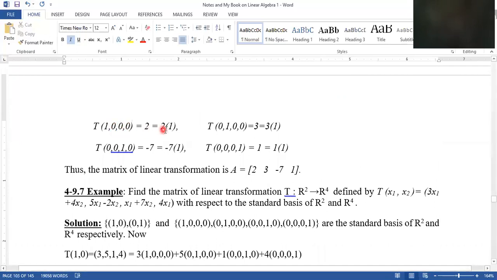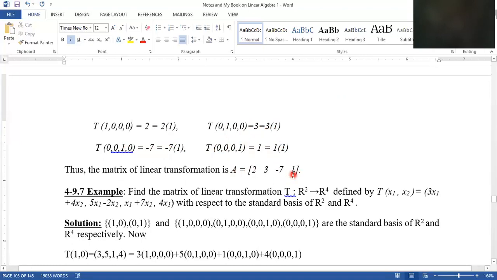If I put (1,0,0,0), I'll get 2, and 2 can be written as 2 into 1. Then the second standard basis vector of R4 is (0,1,0,0), so I'll get 3, that is 3 into 1. Then (0,0,1,0) gives minus 7, that is minus 7 into 1. Then the fourth basis vector of R4 is (0,0,0,1), this gives 1, that is 1 into 1. So we take the coefficients of each.